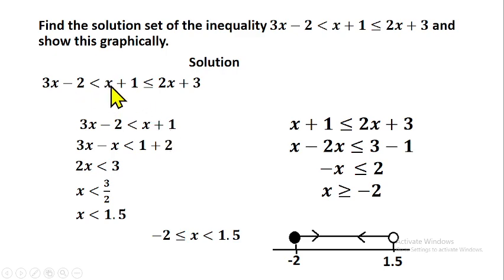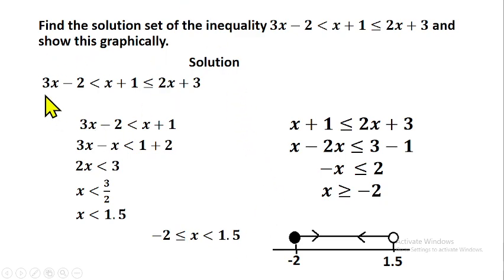So I can change this one: if 3s minus 2 is less than s plus 1, that means s plus 1 will be greater than 3s minus 2, but it doesn't matter, you can leave it like this. So 3s minus 2 less than s plus 1. That's this first statement. Then the second statement is s plus 1 less than or equal to 2s plus 3. So you can now solve each of them. Then at the end of the day, you can combine your answer to show it on the number line.